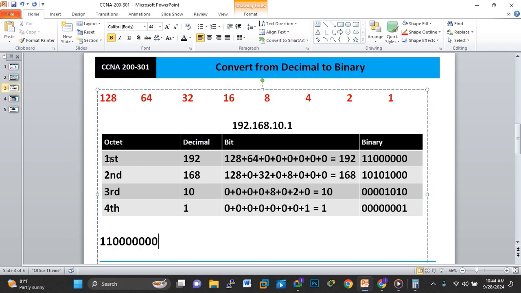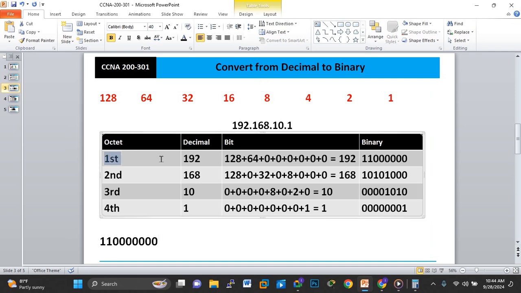You understand? So now, from the first octet, what happened? This 192, which is decimal, on the bit side, when we add 128 from the bits table plus 64, it gives us 192. In binary, the computer sees it as 11000000. This is how computers see it in binary.